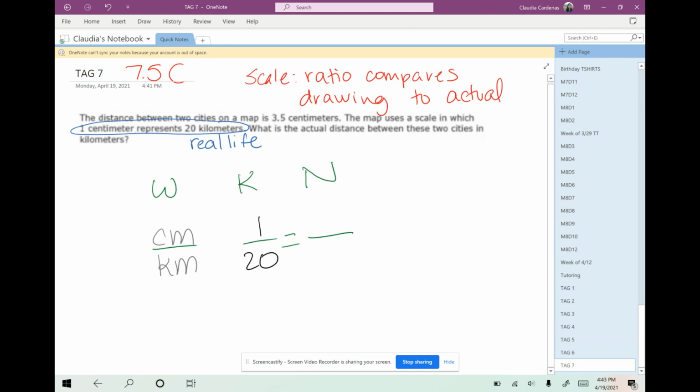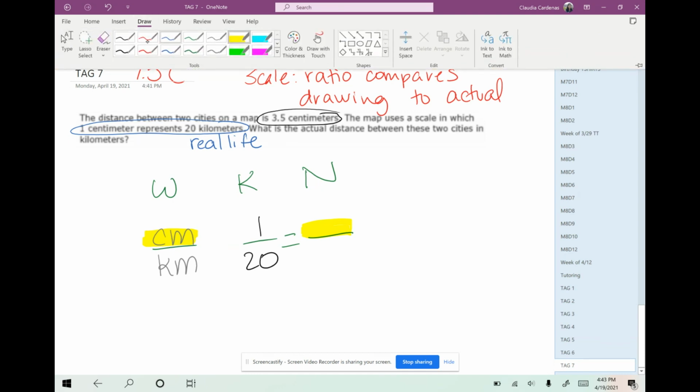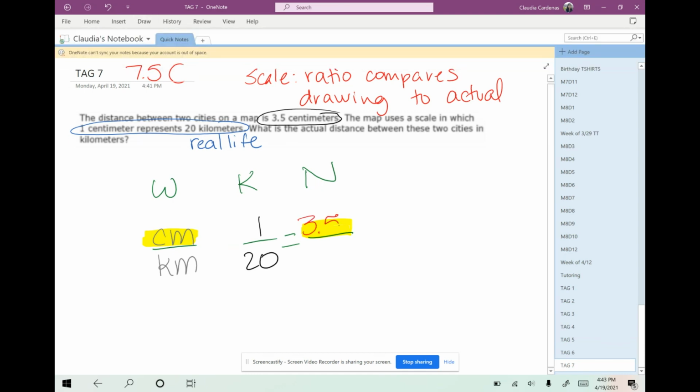The problem also told me that the distance between two cities on a map is 3.5 centimeters. So where am I going to put that? Well, on the top where the centimeters go. So that's 3.5 centimeters. And the question is asking, what is the actual distance between these two cities in kilometers? So the kilometers is missing. Therefore, I'm going to use k as our variable. We have created our proportion, so if we solve this proportion, then we will find our answer.